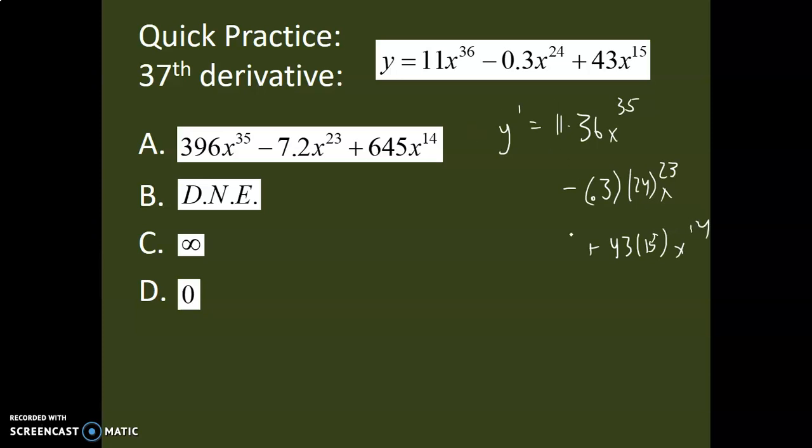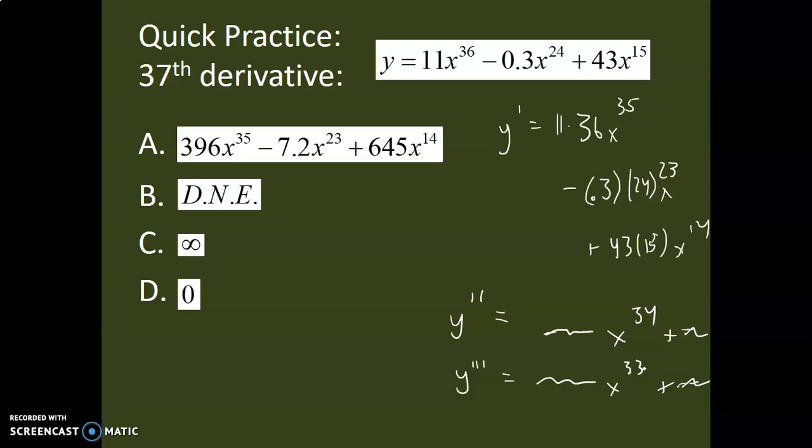Now, hopefully, as you guys started to do this, you realize that this problem is going to get incredibly obnoxious very quickly. But if the first derivative is already down to the 35th power, and each time we're dropping the exponent by 1, eventually, let's see, first derivative is going to be at the 35th power. Second derivative would be something x to the 34th power. Third derivative would be something x to the 33rd power, and so on.